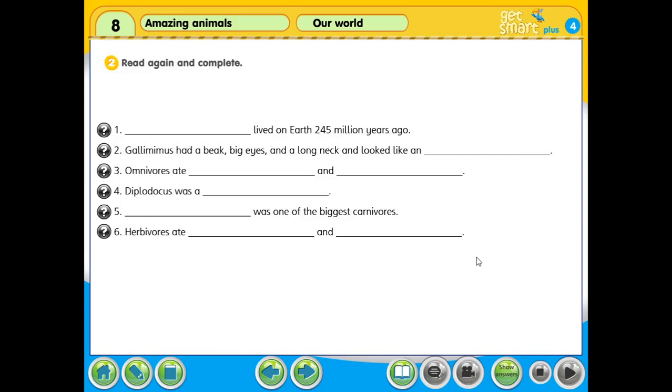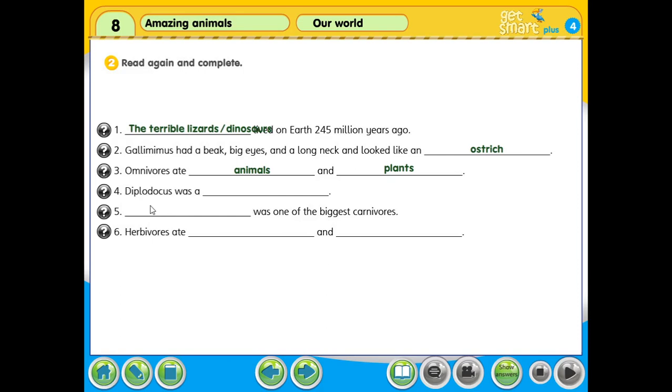Alright, welcome back. Now let's check your answer. Number 1, the terrible lizards or dinosaurs lived on Earth 245 million years ago. You have 2 choices. You can either write the terrible lizards or dinosaurs. Number 2, Gallimimus had big eyes and a long neck and it looked like an ostrich. Check your answer. Now number 3, omnivores ate animals and plants.